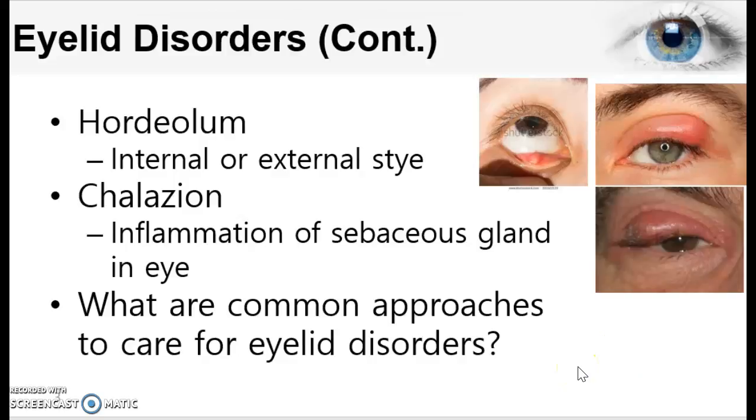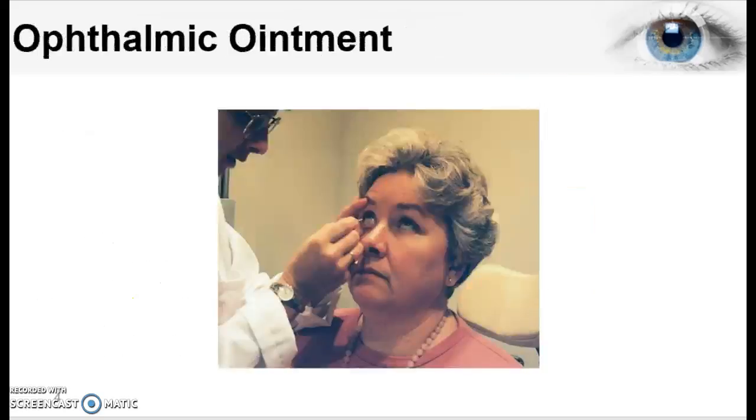And you may ask, well, what are the common approaches to care for eyelid disorders? A lot of times it's surgical interventions. It may be antibiotics to treat whatever's causing the issue. Often these styes, if they don't resolve on their own, require lancing to open them up and then treat them with antibiotics. But as you heard, many of them require surgical interventions. Other things that are also pretty often done with a lot of eye abnormalities is ophthalmic ointments.